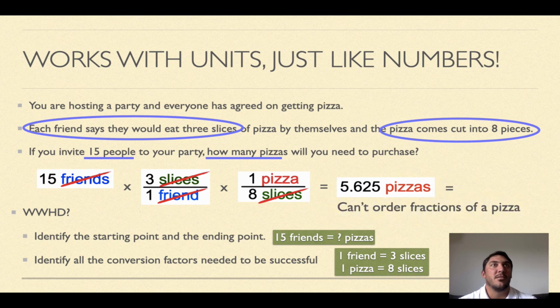But you can't order 0.625 of a pizza. So let's just round that up to 6 pizzas. And that's how you apply the dimensional analysis technique to convert from one unit to another.